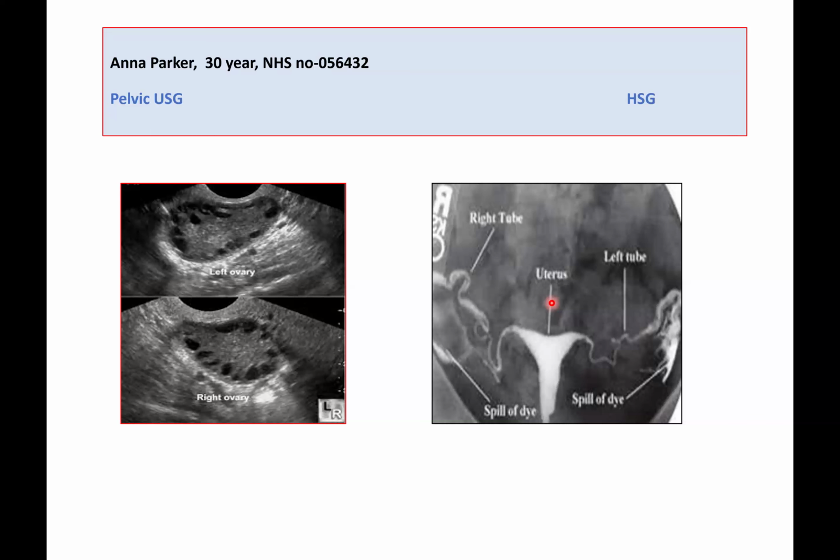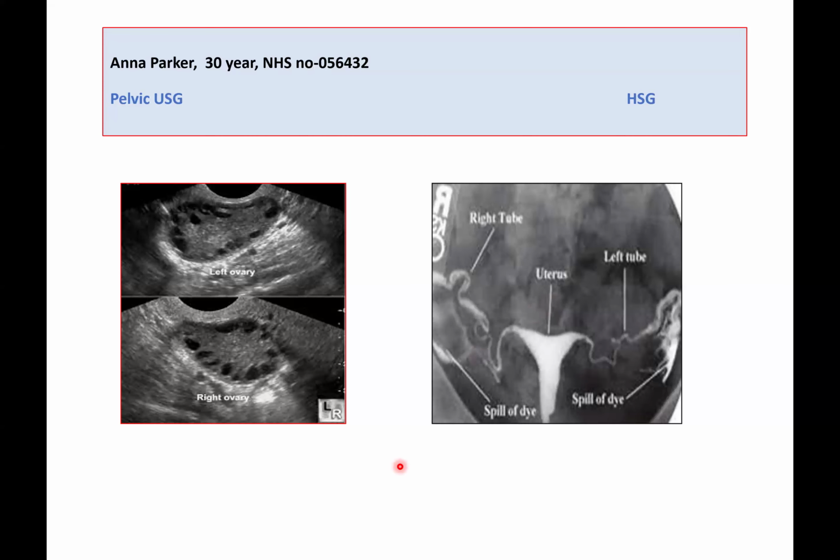The next picture is a hysterosalpingogram, and the right and left tubes seem to be open because there is spillage of dye on both sides, and on the top of the uterus there is a dip. So it could be an arcuate uterus or a septate uterus. I will discuss it with my consultant as well as the radiologist.